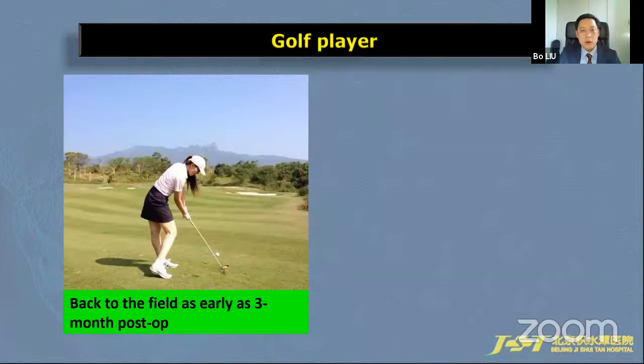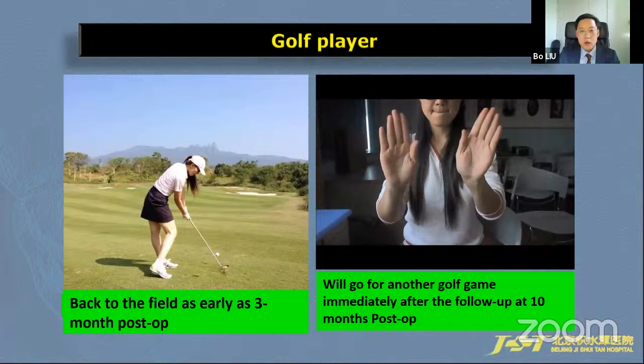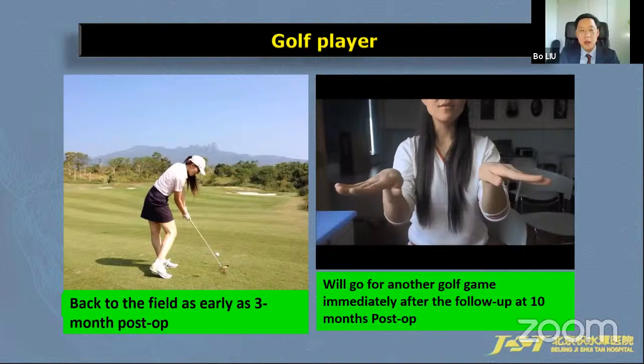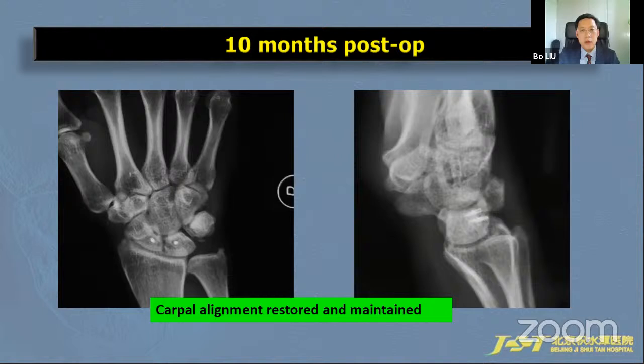So this is a patient, a golf player. She came back to the field as early as 3 months post-op, because we have reinforced both the fracture and also the ligament intervals. She's satisfied with the invisible scar. She went for another golf game immediately after the follow-up at 10 months post-op. You cannot tell which side was operated on because the function is really acceptable. The carpal alignment was restored and maintained at 10 months post-op.